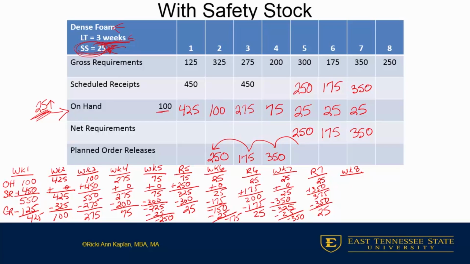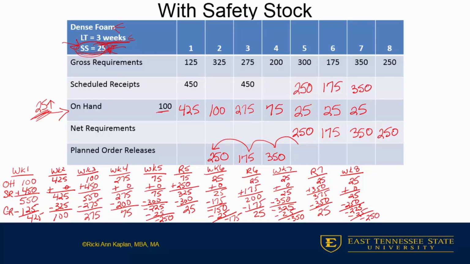How many are left on hand at the end of week 7? 25. Do we have a scheduled receipt? No. How many do we plan? That leaves us 25 left to use during week 8. How many do we plan on using? 250, which tells us we have a need of 225. But again, take into consideration safety stock. So let's subtract out how many we need for safety stock. And it says our actual net requirement, our actual need is 250 units.